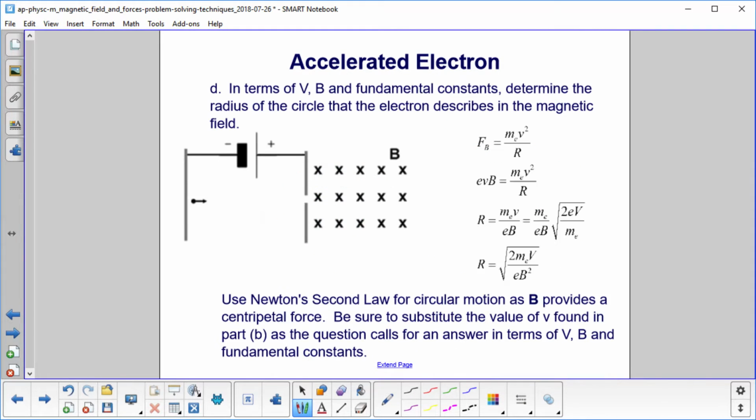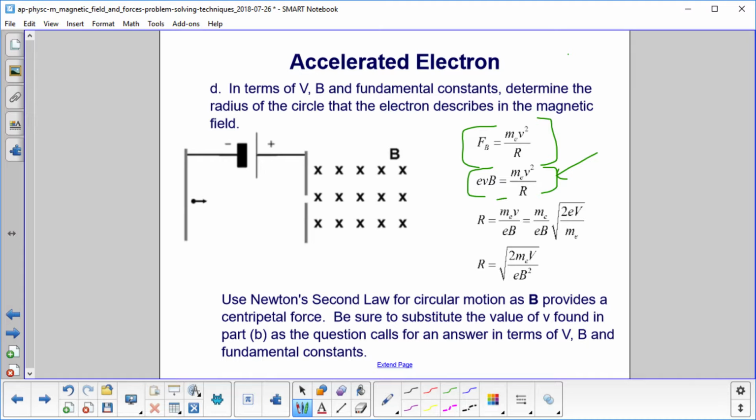In terms of V, B, and fundamental constants, determine the radius of the circle that the electron describes in the magnetic field. We will use Newton's second law for circular motion, where the magnetic force is equal to m_e v squared over r, where r will be the radius of the circle. The force is qvB, but in this case it's going to be evB because it's an electron. Then we solve this equation for r, and we get m_e v over eB.